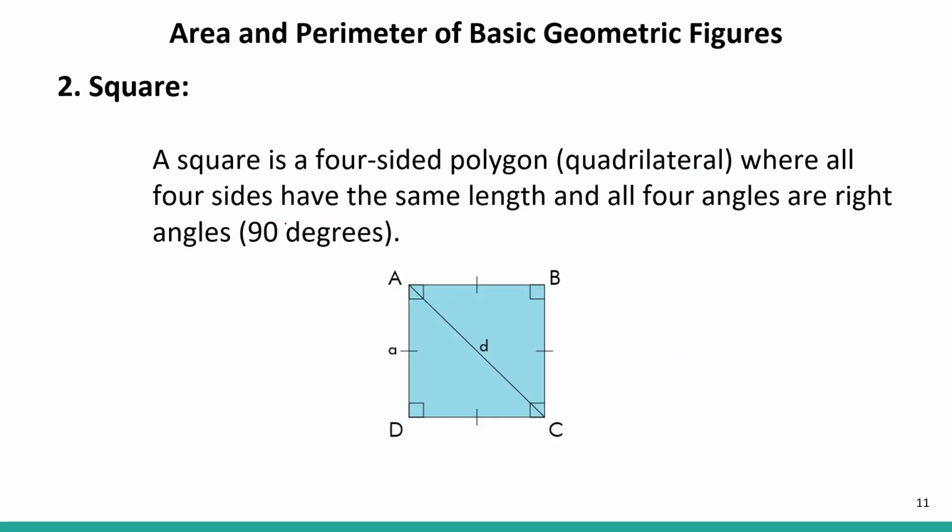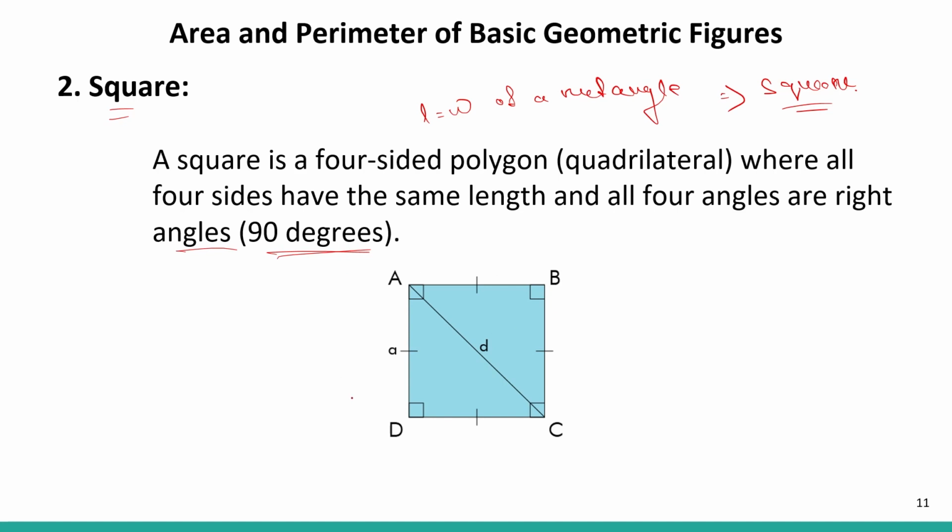So what is a square? A square is a rectangle in which the length is equal to the width. A square is a four-sided polygon where all four sides have the same length and all four angles are right angles, that is 90 degrees.